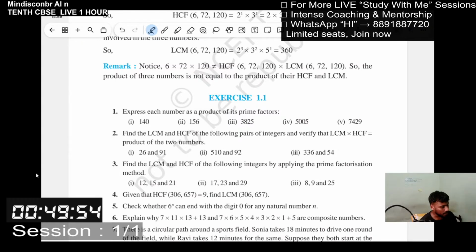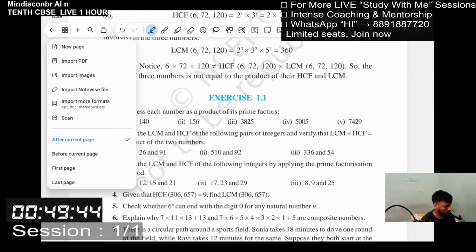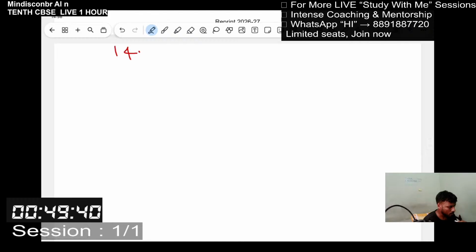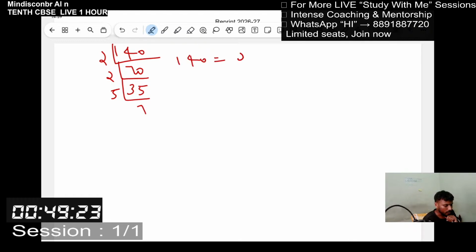Express each number as a product of its prime factors. So 140. 2, then it's 35, then 5, 7. So 140 is equal to 2 square into 5 into 7.